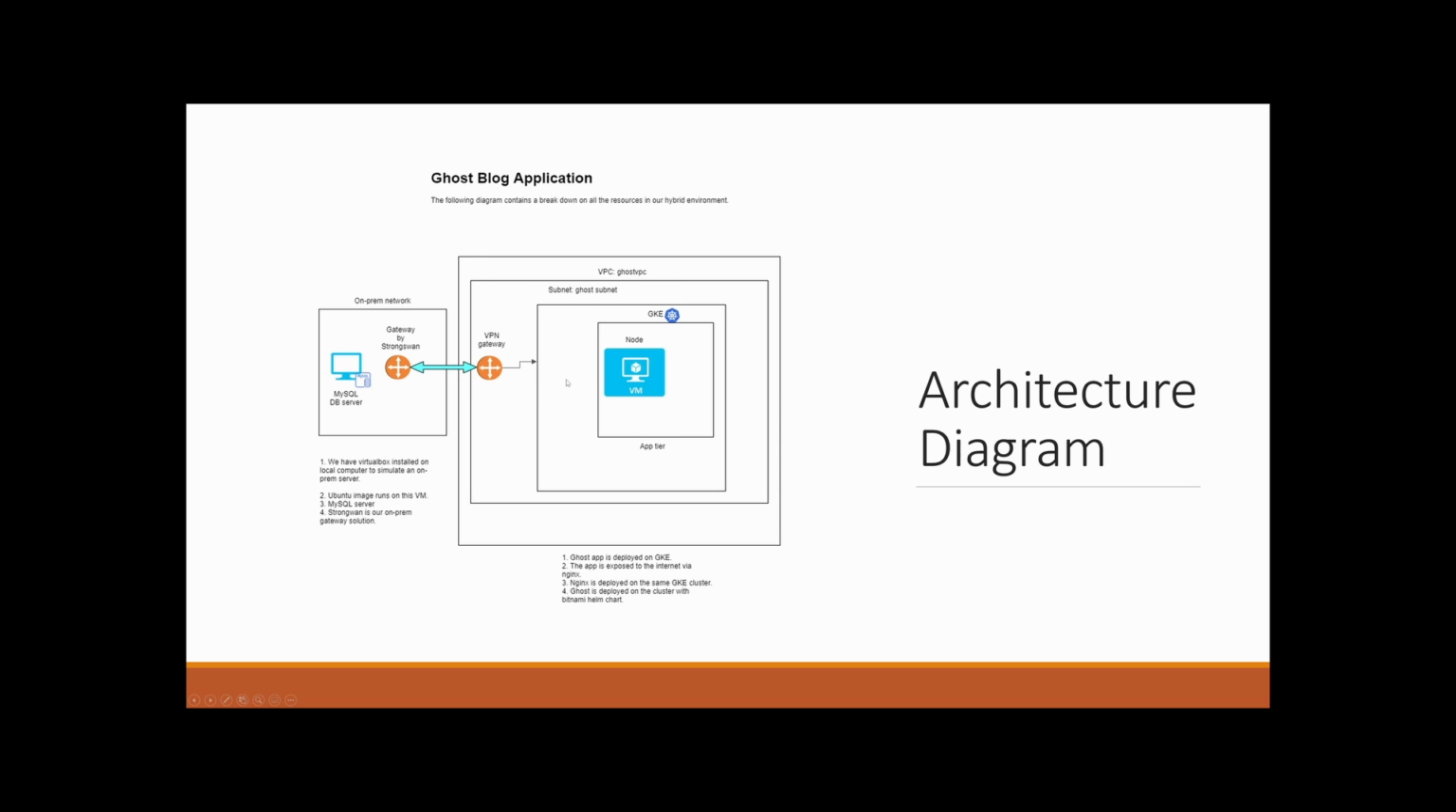Once connectivity has been established between the on-prem environment and the cloud environment, the database tier, which is deployed in the virtual machine on the on-prem side, will be able to connect to the application tier, which is deployed in the cloud environment on Kubernetes. That pretty much sums up what we mean by a hybrid environment. Our hybrid setup comprises an on-prem and a cloud.